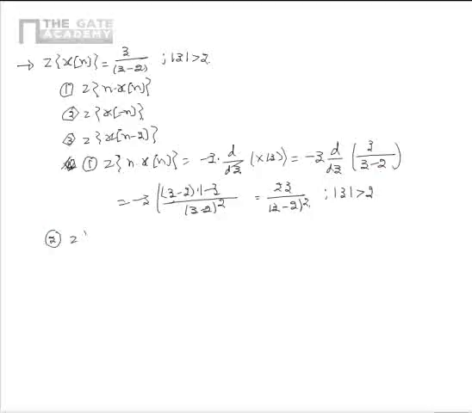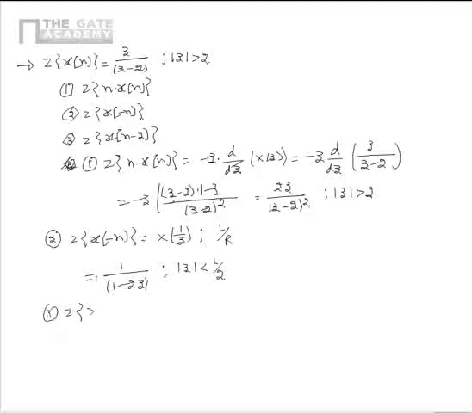In case of the second one, the z transform of x of minus n is given as x of 1 by z and the ROC becomes 1 by r. From this, we can write that the z transform of x of minus n is 1 by 1 minus 2z and the corresponding ROC is mod z less than 1 by 2.